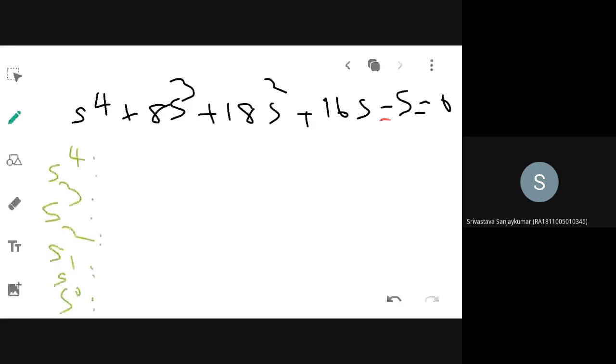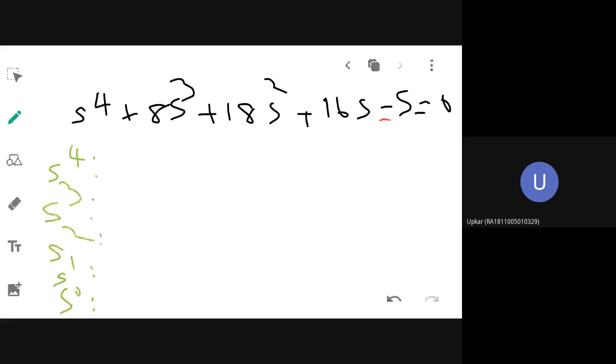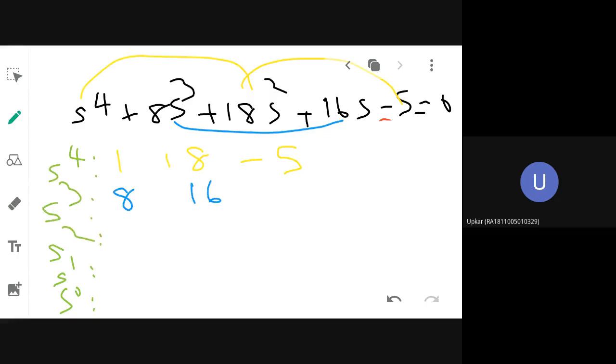First two rows from the characteristic equation: 1, 18, minus 5. Then second row: 8, 16, 0. The last one is 16. Okay. Now what about the remaining rows?